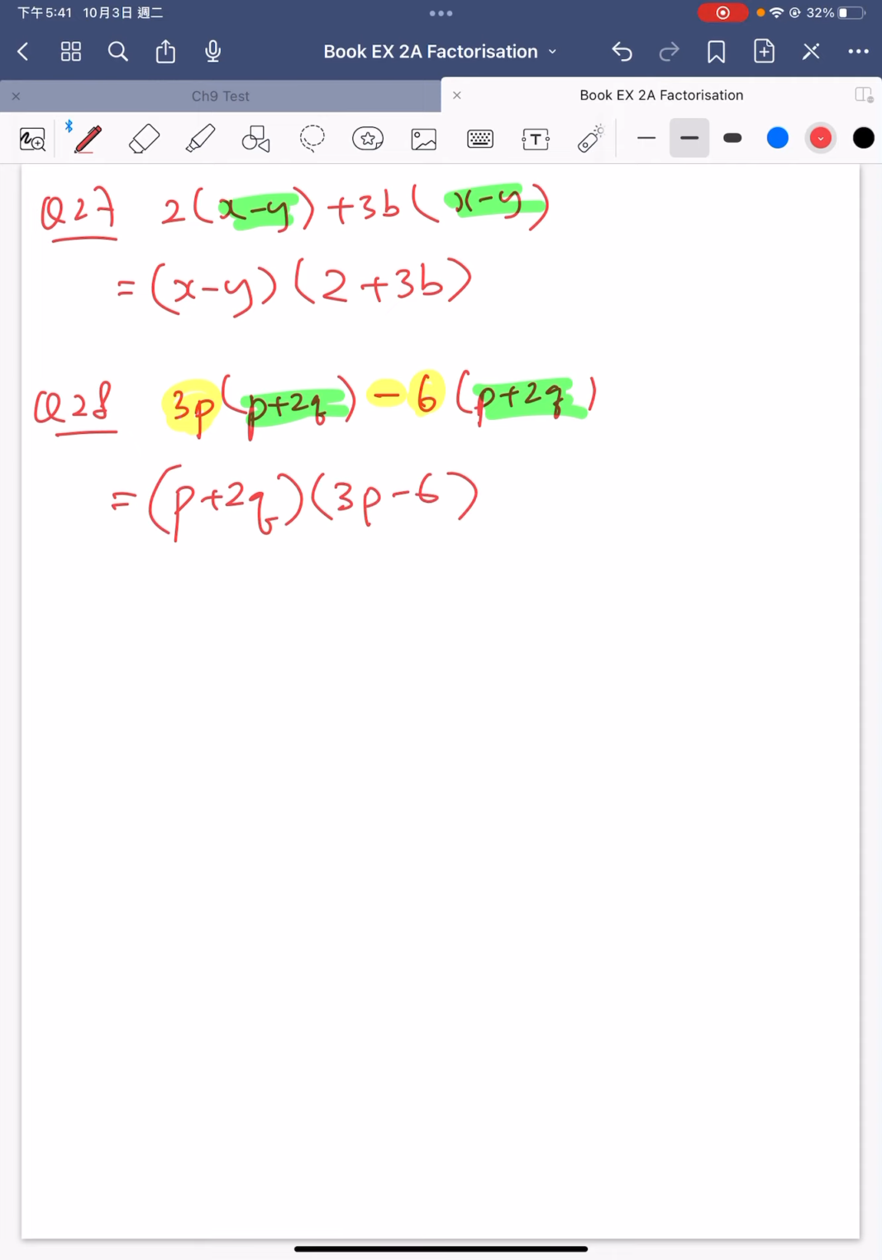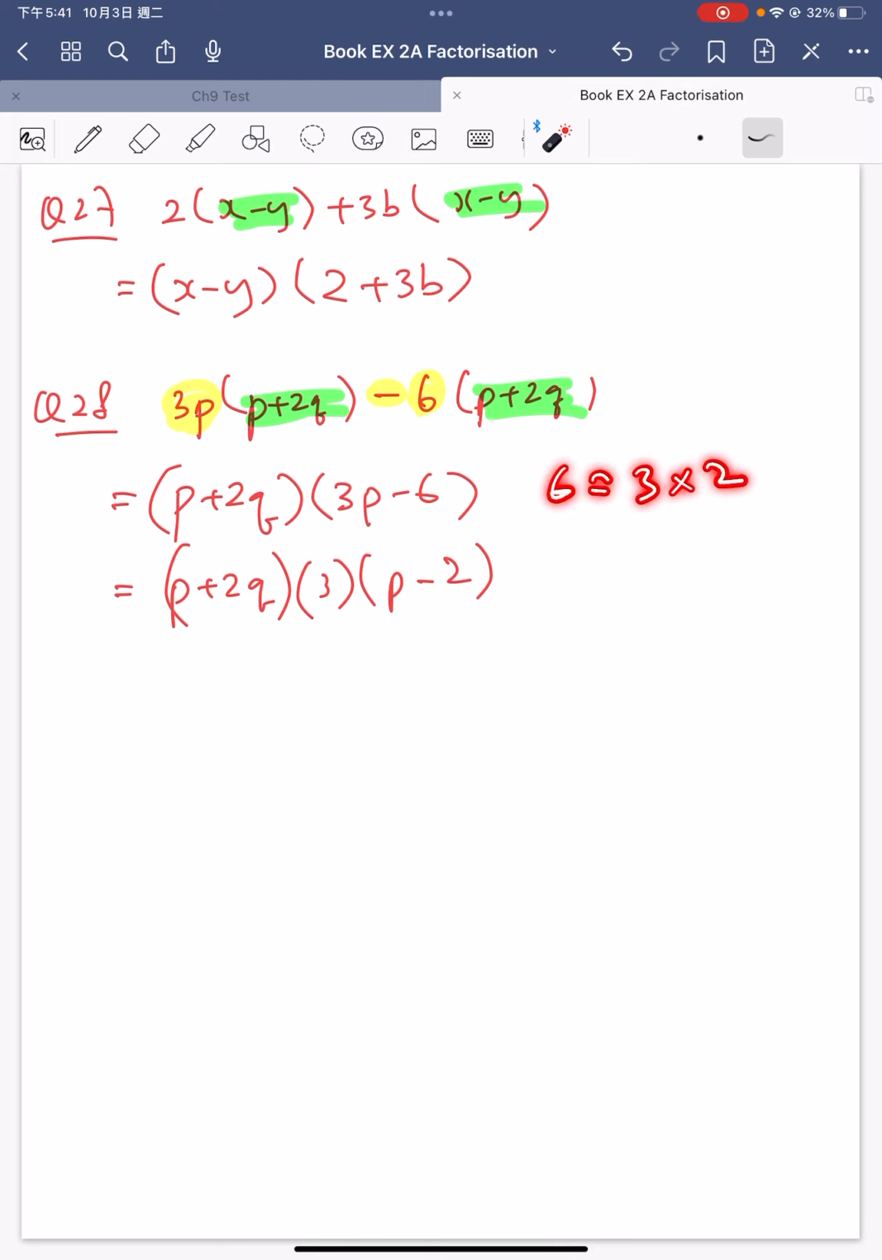So it hasn't finished because we still have this 3 and 6. 3 can be their common factor. So we can still take out this 3 as the common factor. So what we left is the p minus 2. As 6 take out 3, we still have 2 here, as 6 is equal to 3 times 2. 3 is gone, then what we left is just the 2. That's for question 28. Then we can do question 29.